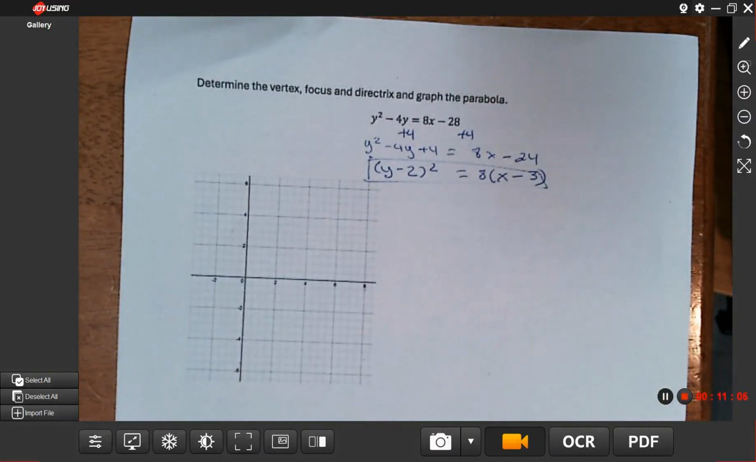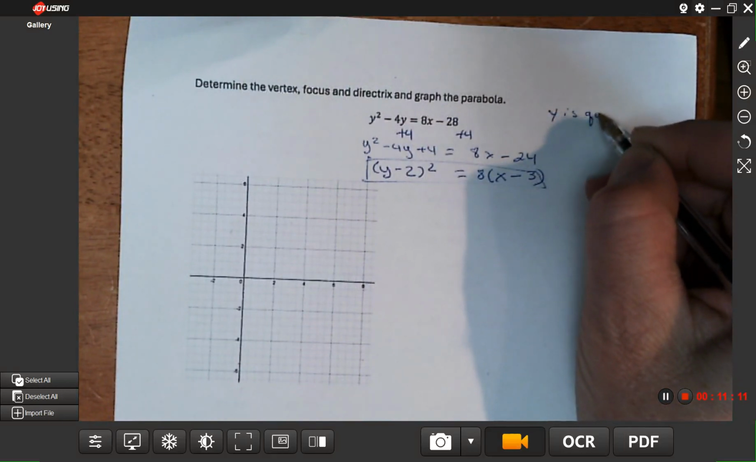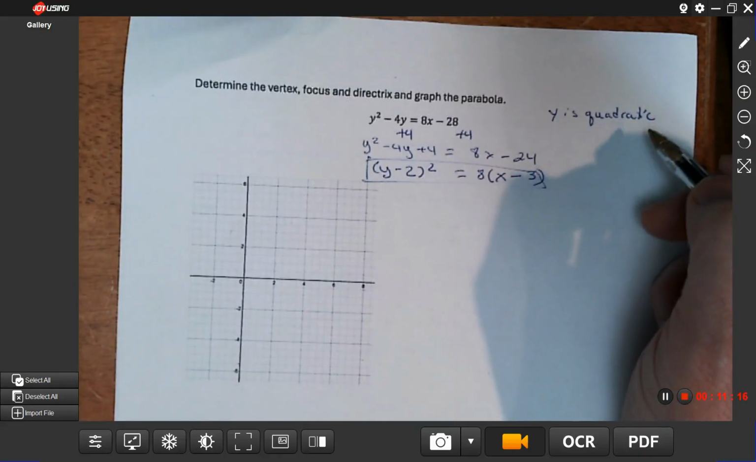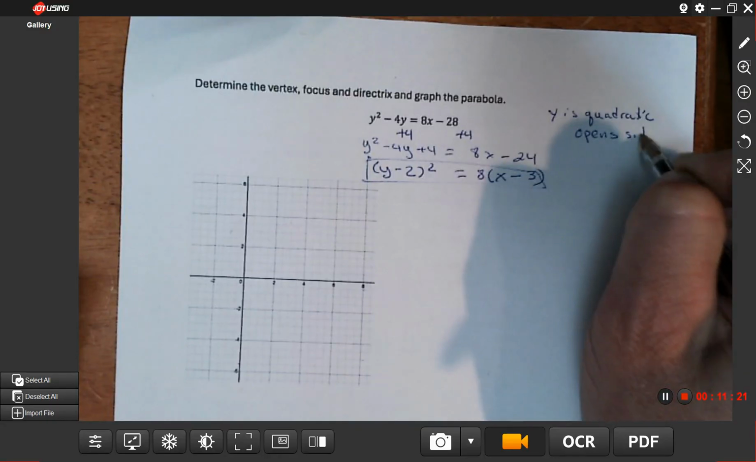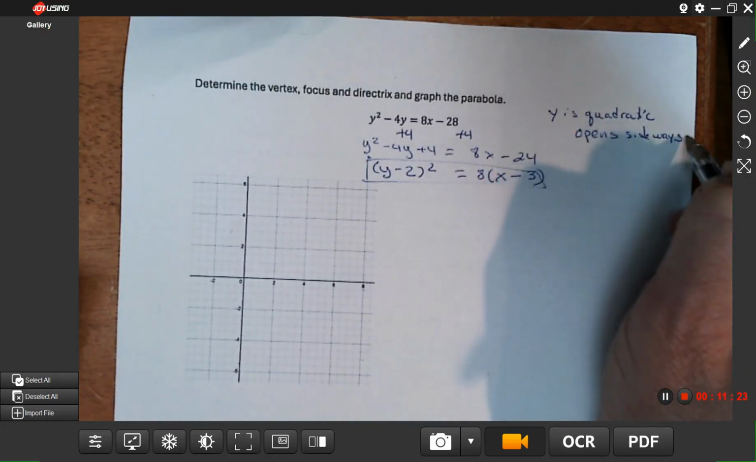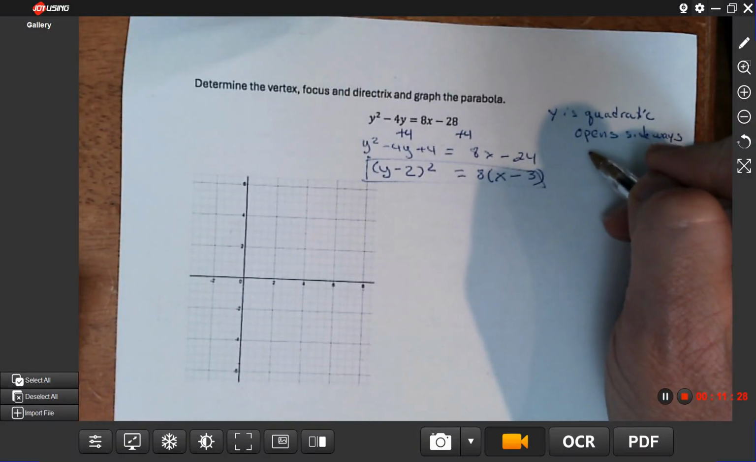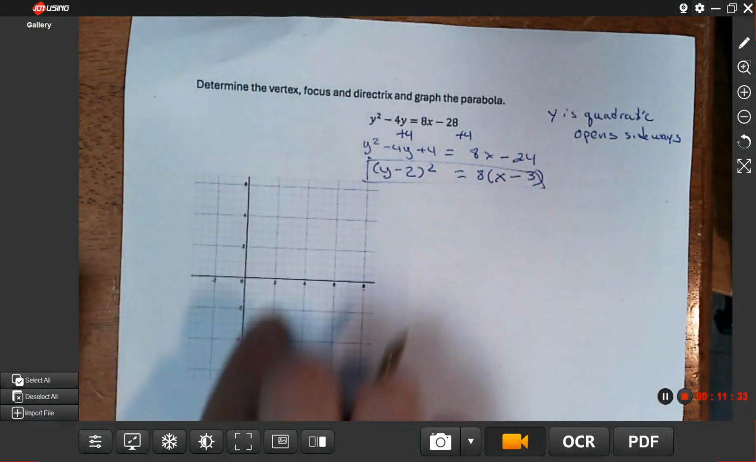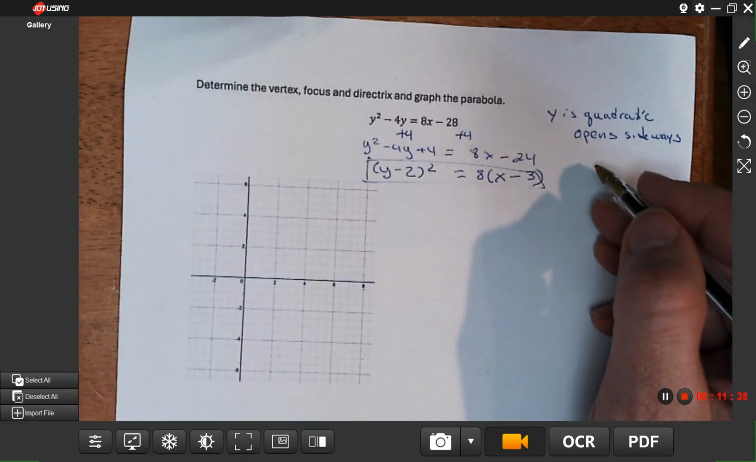Now let's determine which way it opens. So y is quadratic. If you forget, you can flip the paper over. But because y is quadratic, it opens sideways. Or in other words, the line of symmetry is horizontal, so there's going to be a horizontal line of symmetry. So it's going to open this way or this way. Okay. So then we're going to figure out which way it opens by determining p.